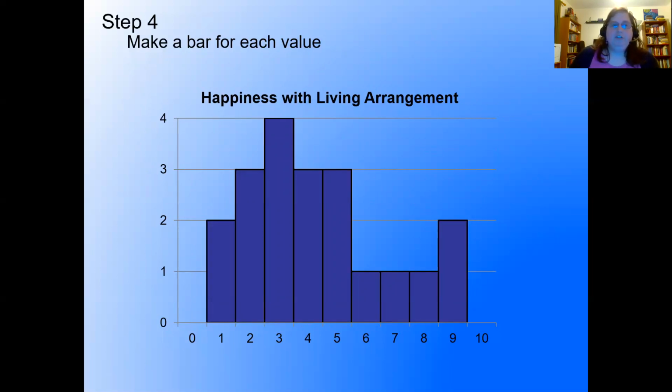Notice the bars in a histogram touch. So that actually is a feature of a histogram. Okay.